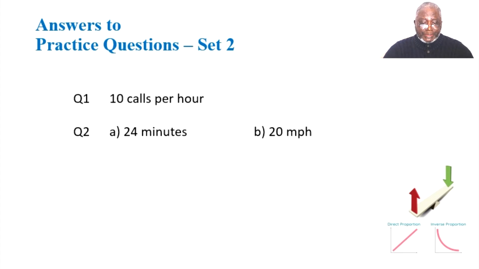And these are your answers. Question 1, 10 calls per hour. Question 2, A, 24 minutes, and then B, 20 miles per hour.